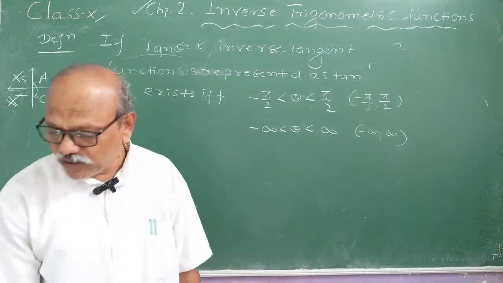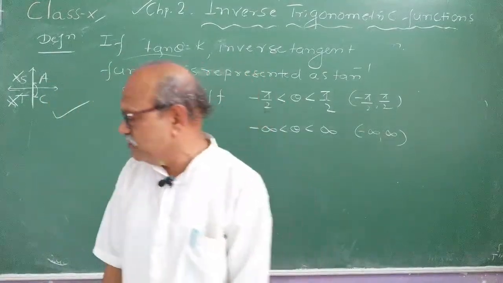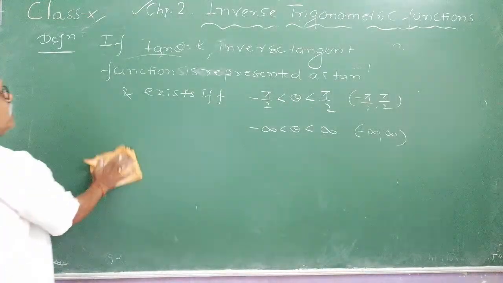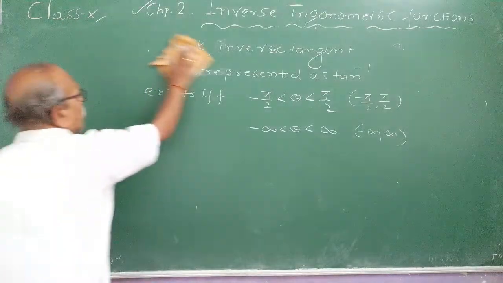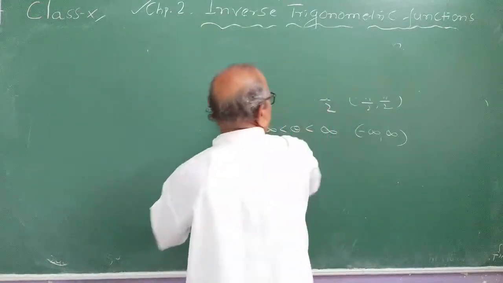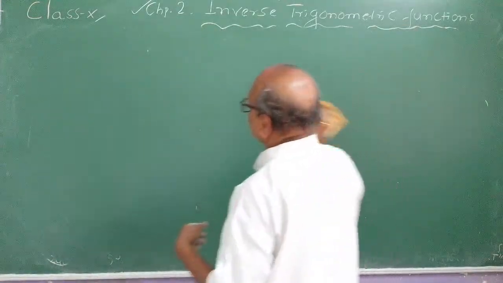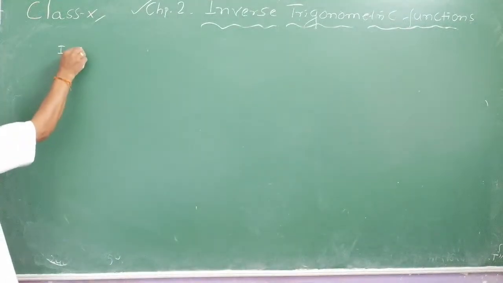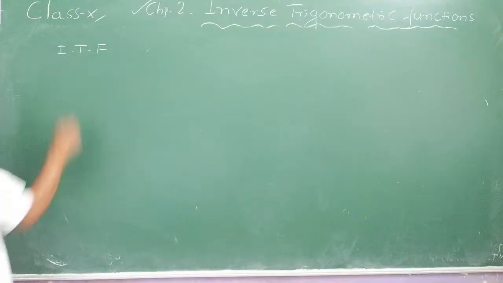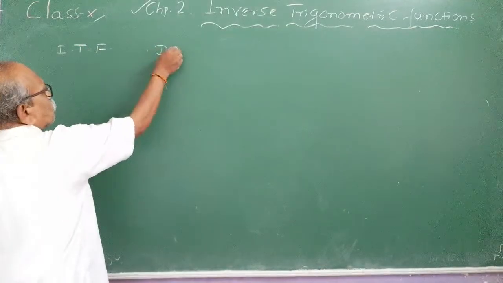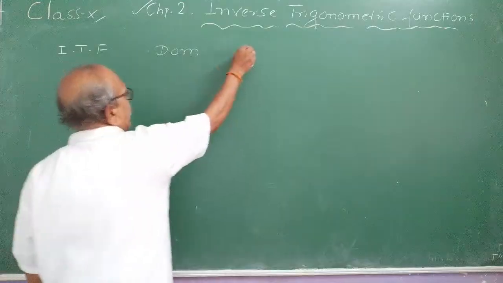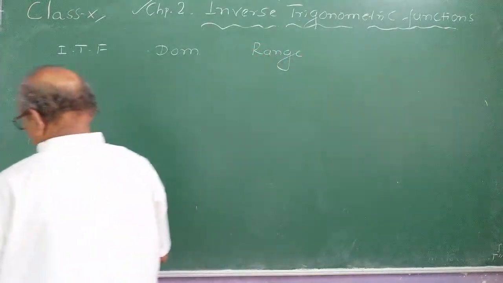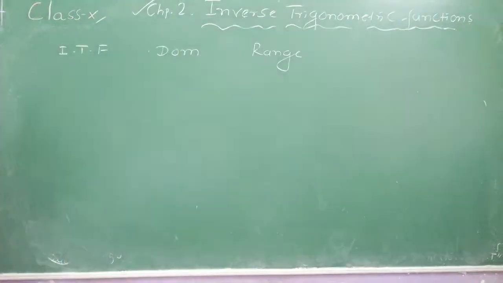Similarly, you can go on defining inverse secant function, inverse cosecant function. Similarly, all the 6 trigonometric functions you can define and prepare a table. Remember this table: inverse trigonometric function, ITF, domain and range. You just define this table. Very important.